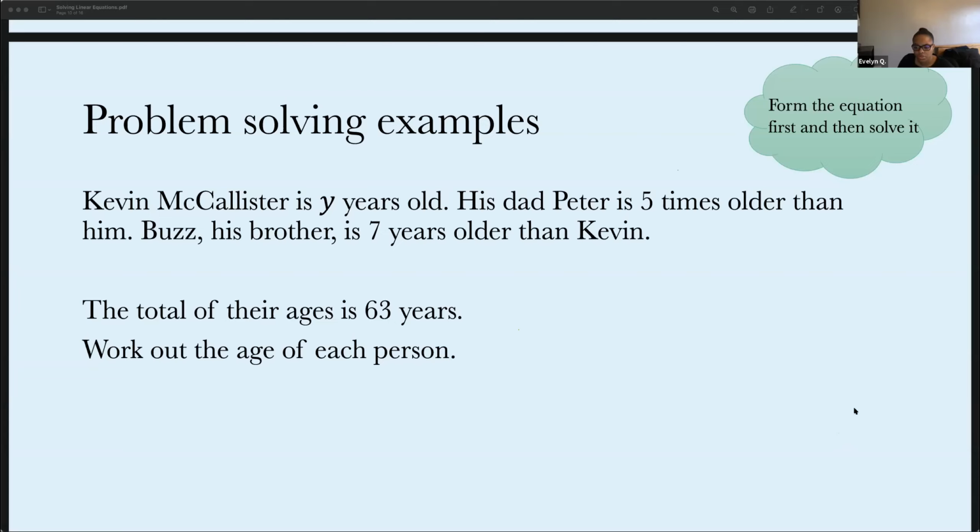So someone asked, what is the topic in general called? This is solving linear equations. All of the equations that we're going through today are linear equations.